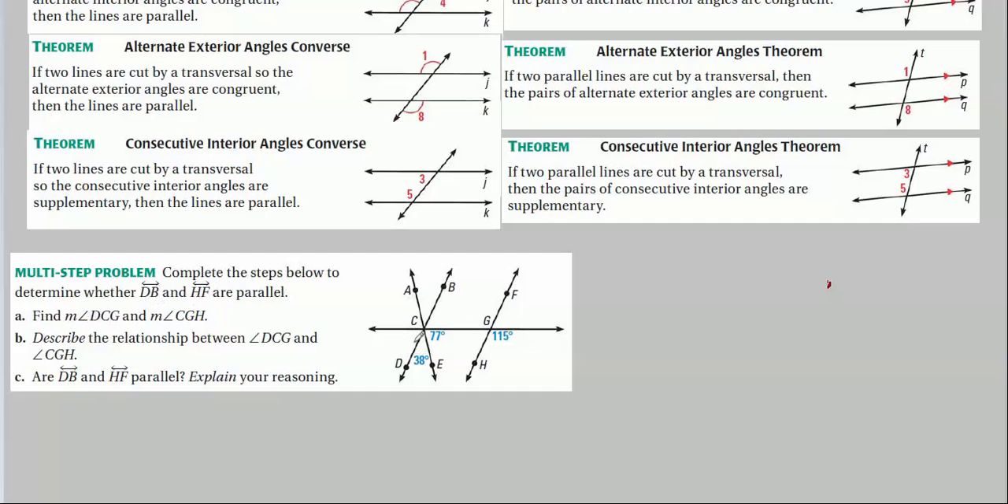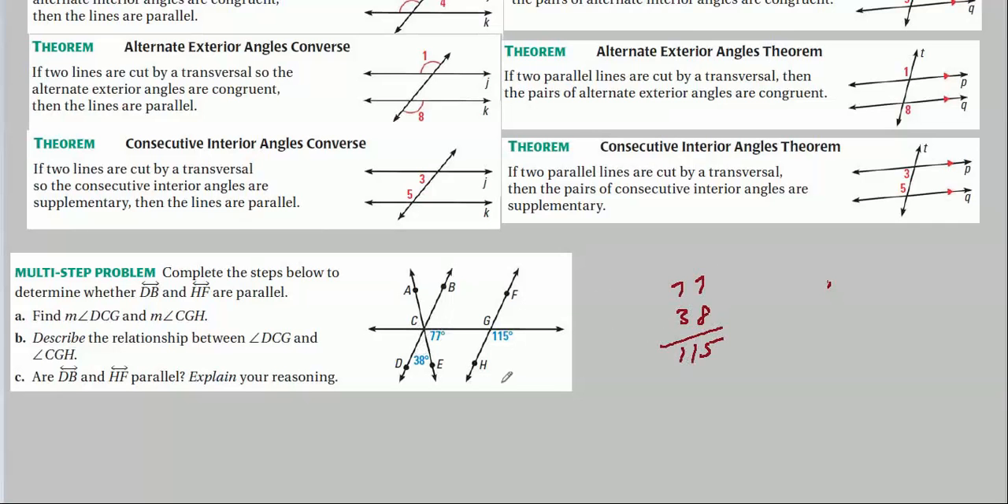Okay, so what's DCG? Well, that's obviously, this line breaks up this angle, DCG, into two angles, and we know that the sum of these two angles will add up to the whole angle. So we got 77 plus 38, 115.